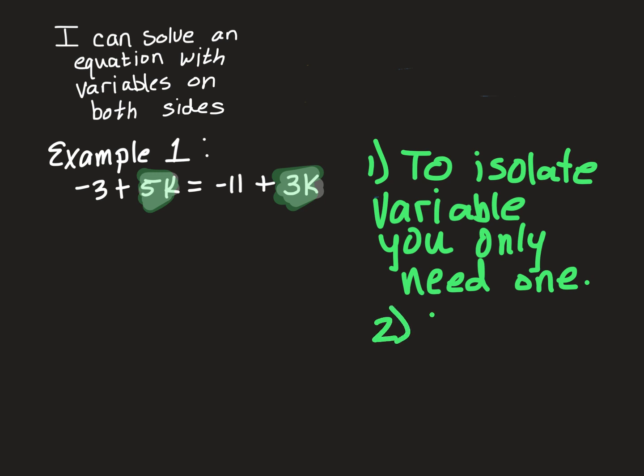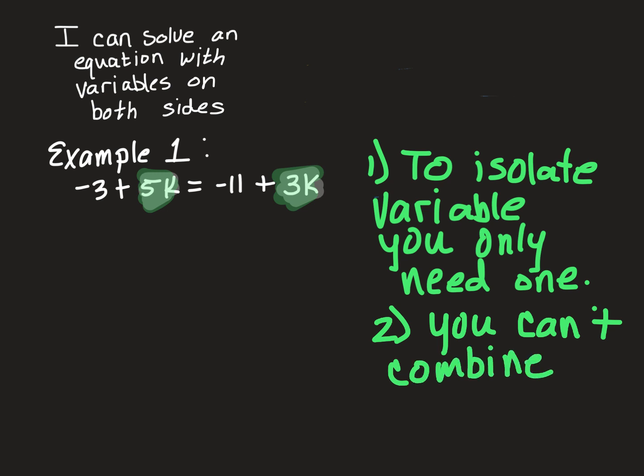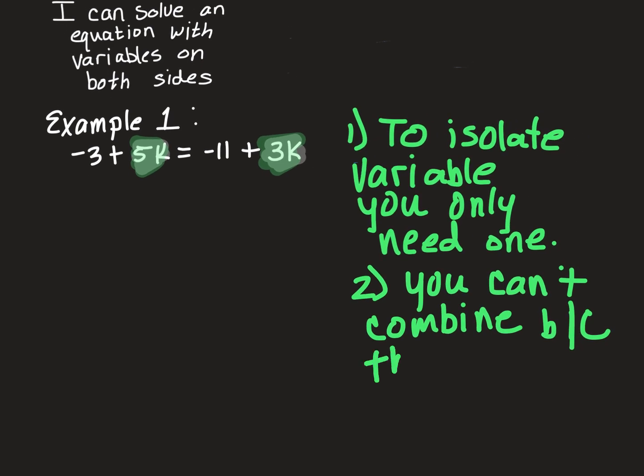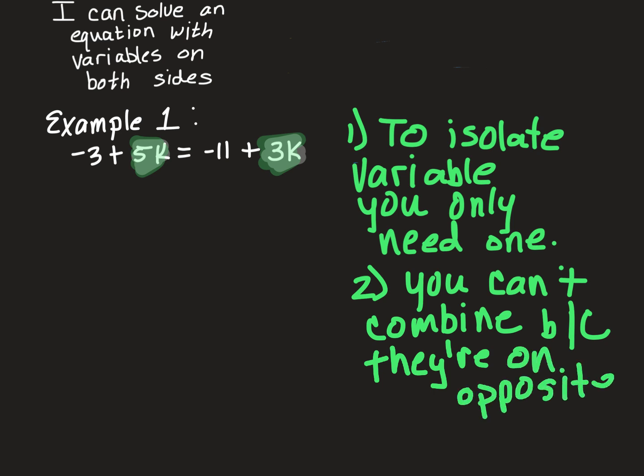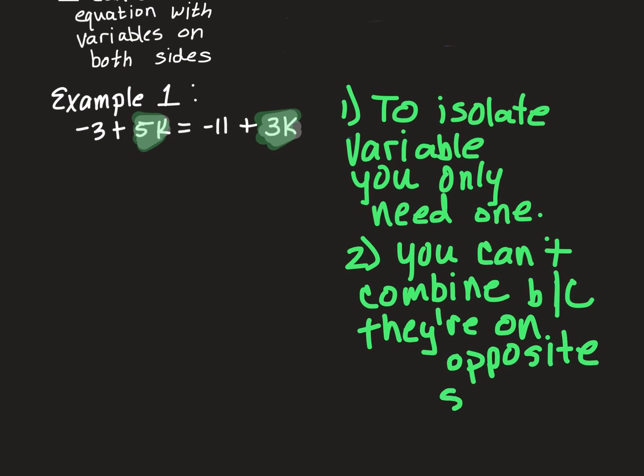My second big idea is you can't combine. So I can't put that 5K and that 3K together. Why can't I put them together, even though they're like terms? Because, are we okay with me just abbreviating because like that? Yeah. Because they're on opposite sides. If they're not on the same side of the equal sign, you can't put them together, okay?